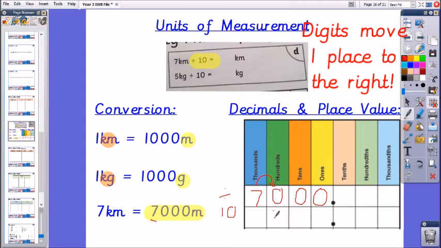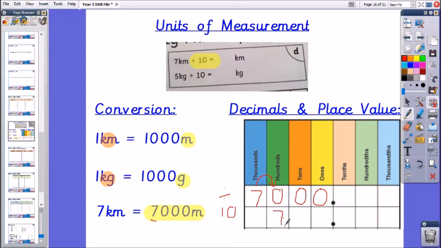So my 7 is going to move into the hundreds, my 0 moves into the tens. This zero is going to move into the ones. And then that leaves us with this zero. Now, we're not going to go past that decimal point. We don't need to write anything here yet. So what we can see is that 7,000 metres divided by 10 is going to be 700 metres. So initially, your answer to this question could be 7 kilometres divided by 10 equals 700 metres.